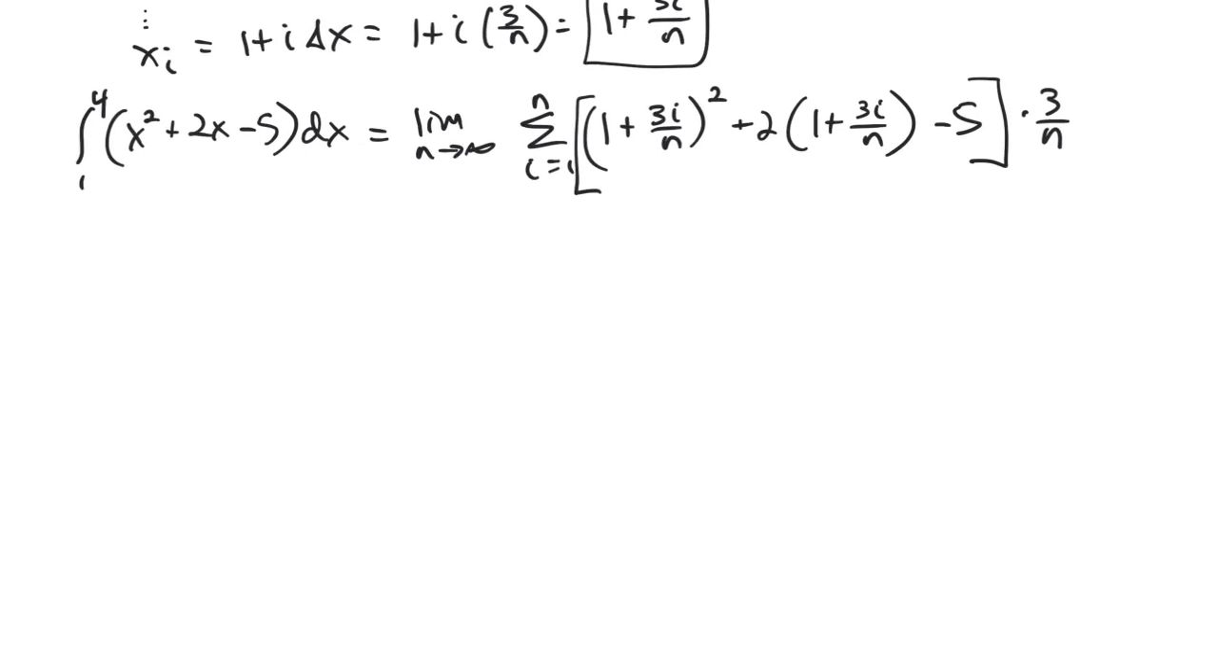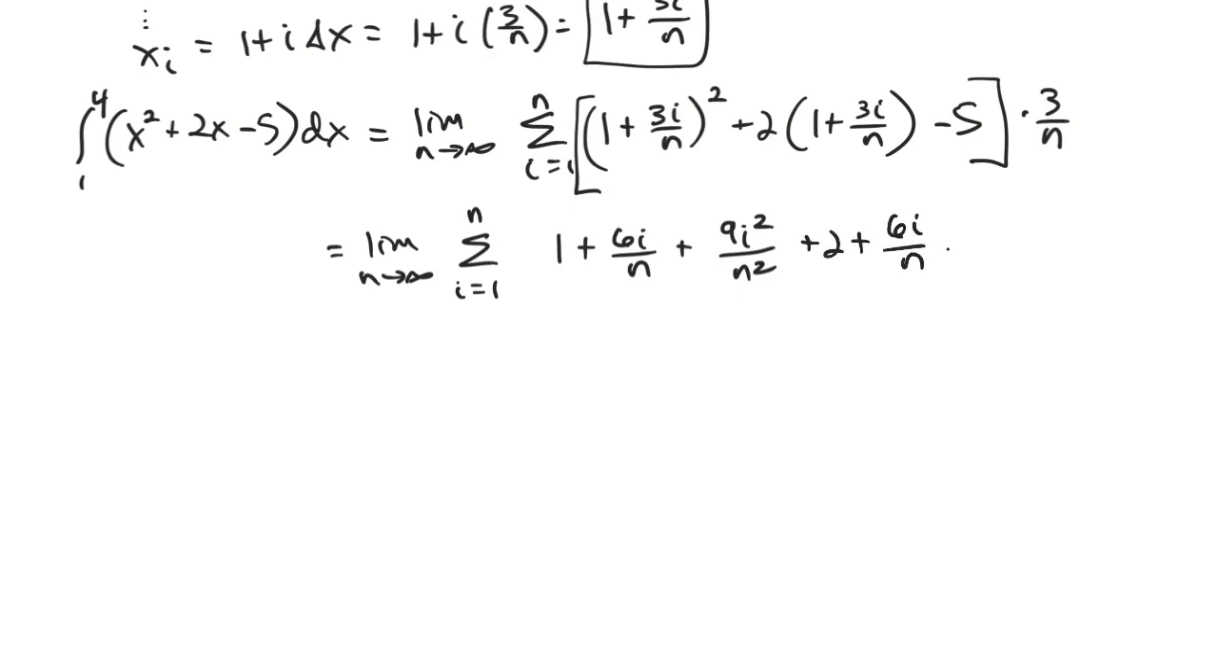So this is equal to the limit as n approaches infinity of the summation from 1 to n. So if I expand that binomial, we get 1 plus 6i over n plus 9i squared over n squared, right? Because I'm basically just FOILing this. So take two of these, line them up and multiply them together, and we get this. And then I'm going to distribute the 2 through there. So that would give us plus 2 plus 6i over n minus 5.